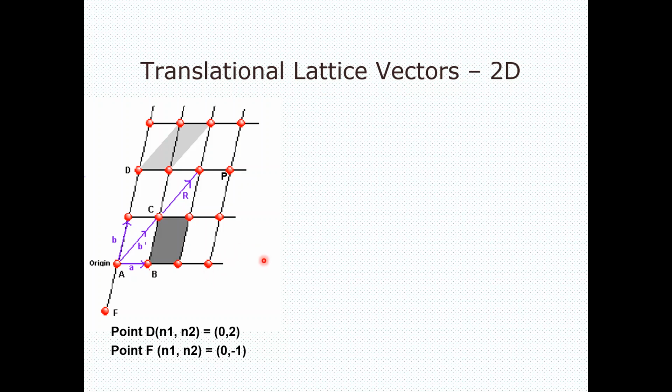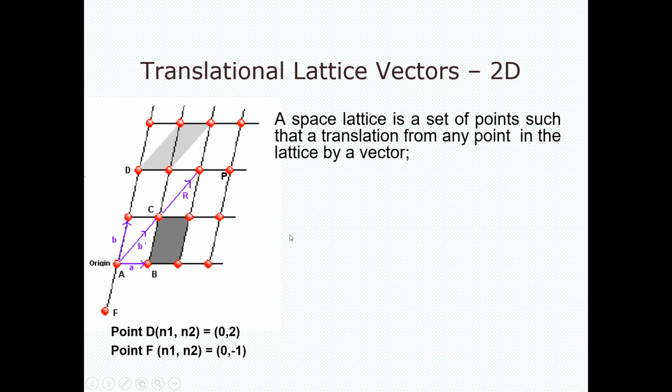So let's try to understand the translational lattice vector in 2 dimensions. We have a space lattice, and you remember a space lattice is a set of points, just like you can see here, such that a translation from any point in the lattice is given by the vector R_n that is equal to n1 a plus n2 b.